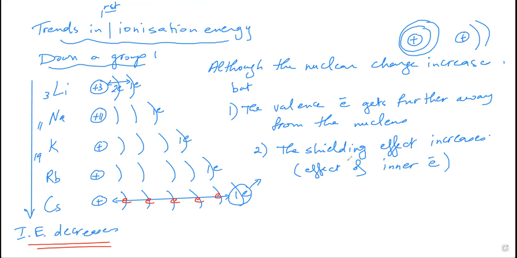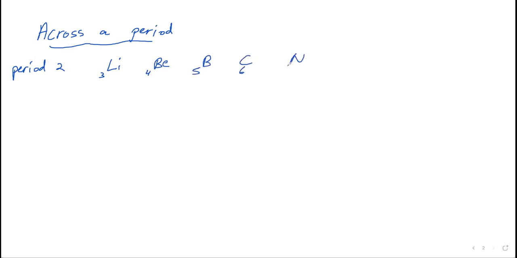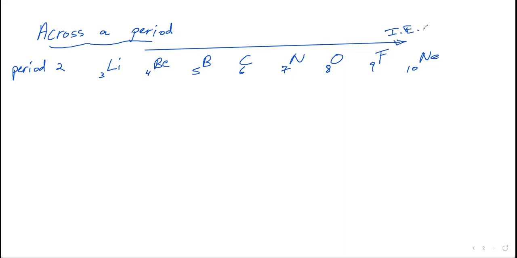Now, what happens across a period? If we are talking about the first ionization energy across a period, we said last time that across a period, going for example from period 2, starting with lithium, we have beryllium, boron, carbon, nitrogen, oxygen, fluorine, and neon. We said that as we go across a period, as a general trend, the ionization energy increases. Why does the ionization energy increase as a general trend?